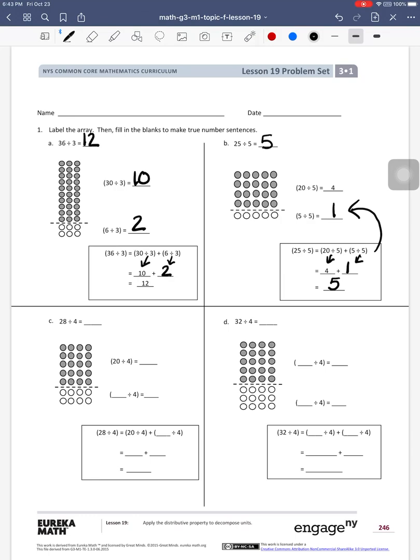28 divided by 4. Okay, let's look at our array and look at the shaded circles above the dotted line. Here we see 20 shaded circles, and we see each row has 4 circles. That's where we get this 4 from. 4 in each row. How many rows do we have? Super! We have 5 rows.